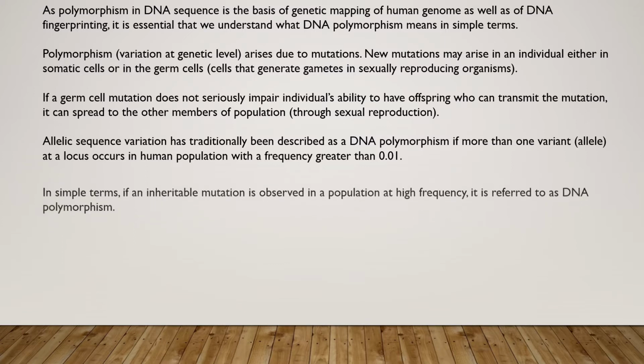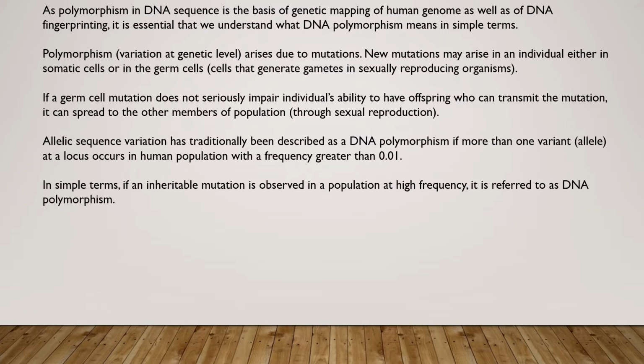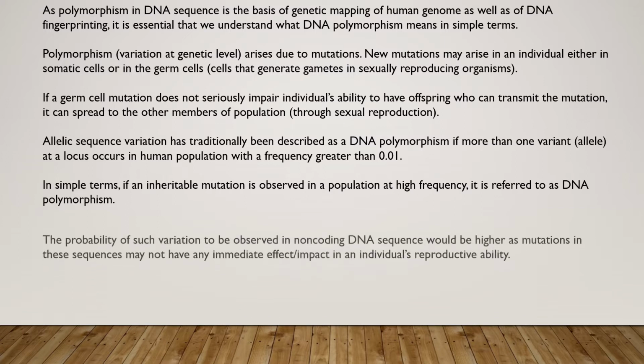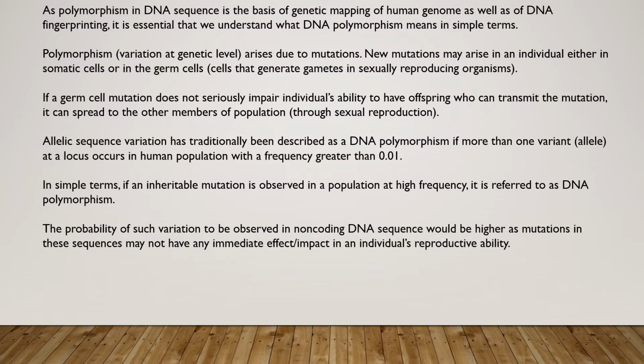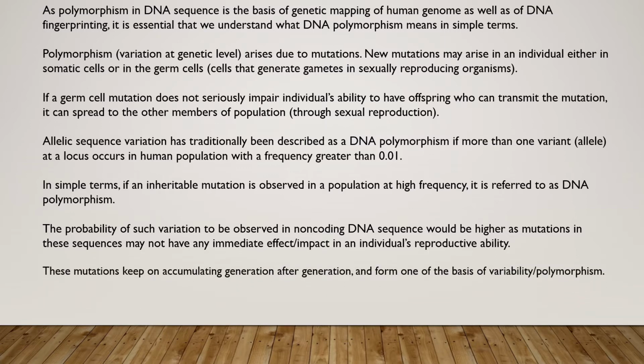In simple terms, if an inheritable mutation is observed in a population at high frequency, it is referred to as DNA polymorphism. The probability of such variation to be observed in non-coding DNA sequence would be higher as mutation in these sequences may not have any immediate effect or impact in an individual's reproductive ability. These mutations keep on accumulating generation after generation and form one of the bases of variability or polymorphism.